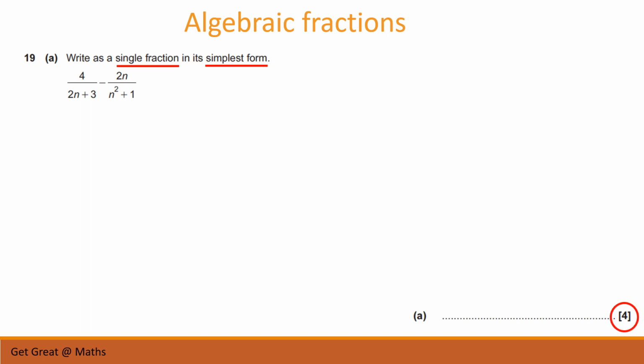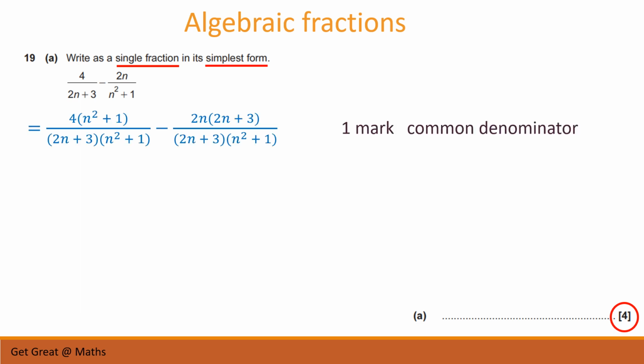This question is worth 4 marks, and you must show your method in order to get the full 4 marks for this question. Now press pause, have a go answering the question, and then press play when you're ready to hear the answer. So to start with, you should have found your common denominator, and this will give you your first method mark. Now to find your common denominator, you need to multiply the 2 numbers at the bottom together, i.e. in this case 2n plus 3 times by n squared plus 1.